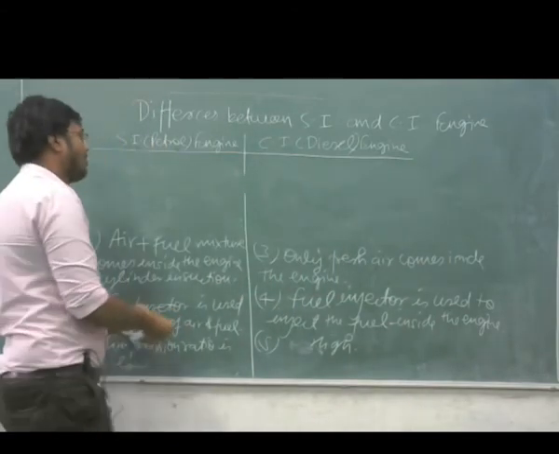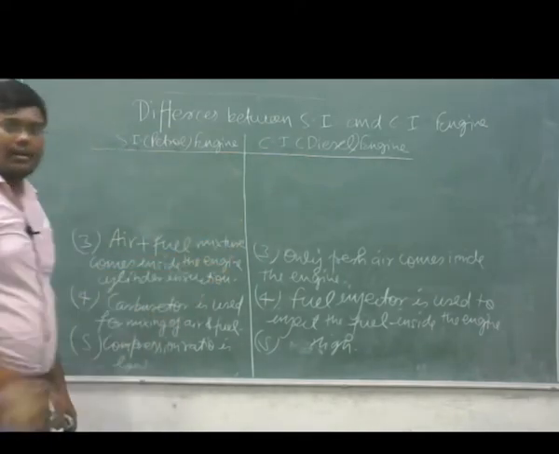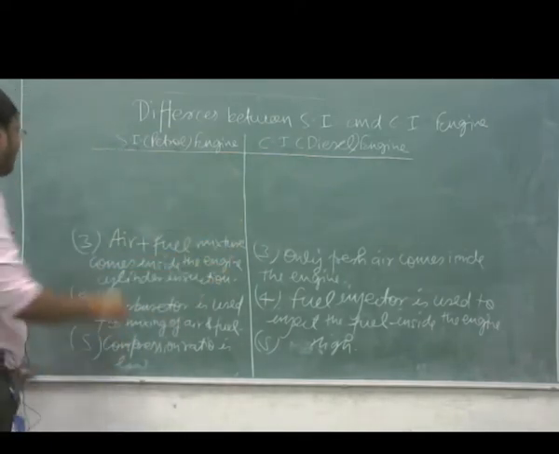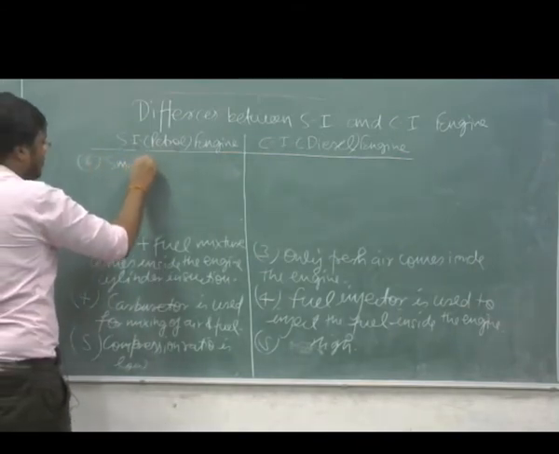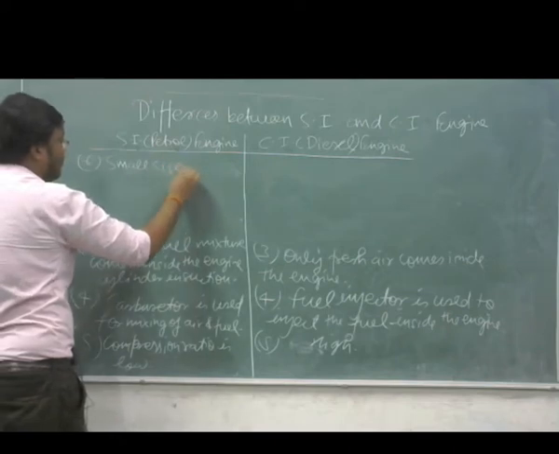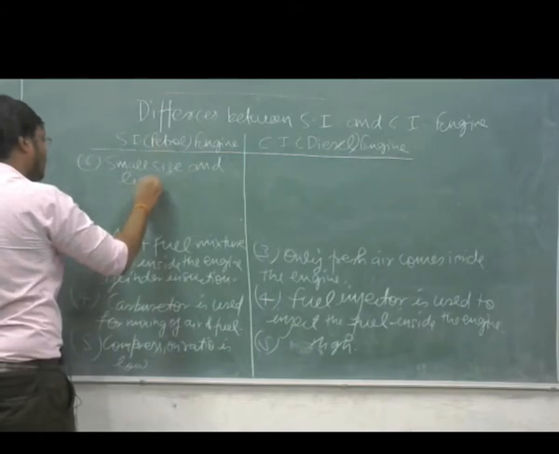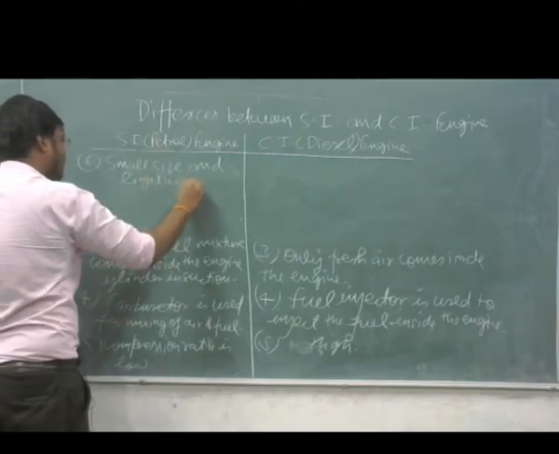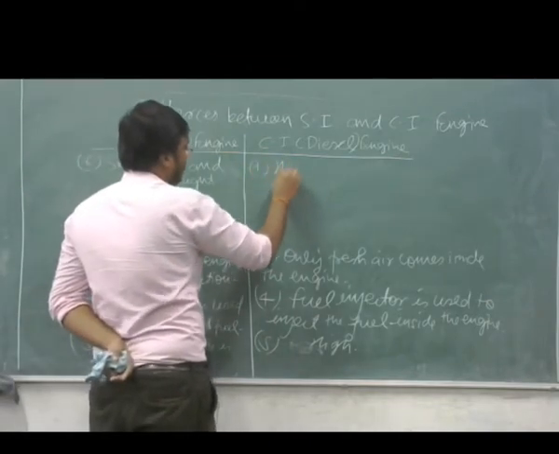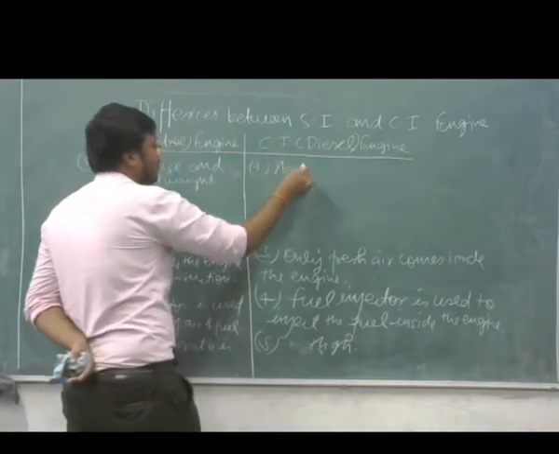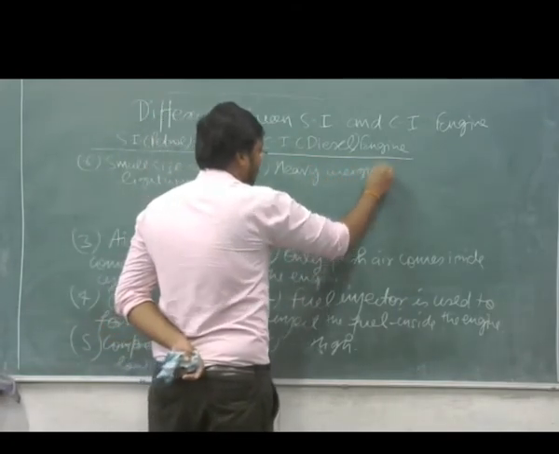If you have understood the working of the systems properly, then you can write many points. So the next point we can write: small size engine, small size and lightweight. But here, heavyweight. These engines are heavyweight engines.